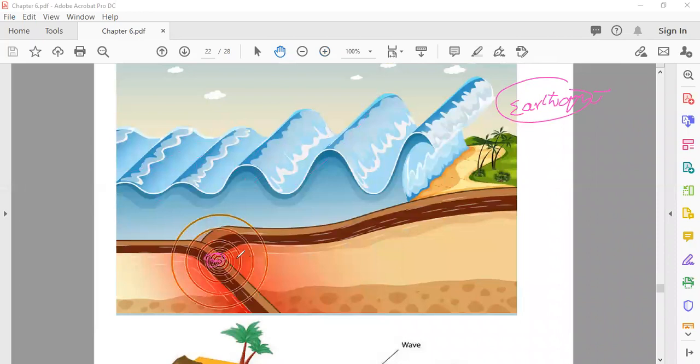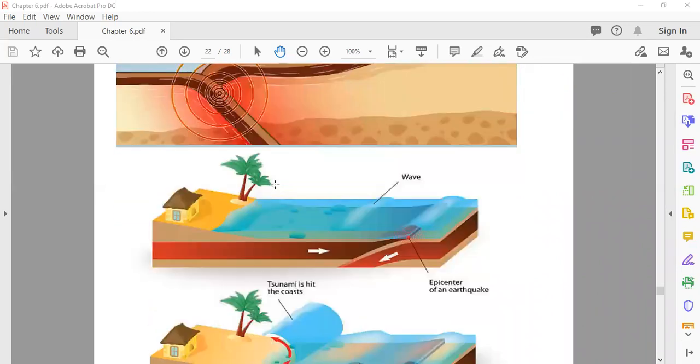A tsunami is an earthquake under the water, and when there is an earthquake under the water, this water moves very high. And when it moves very high, it comes out of the sea like a flood, and all the nearby coastal areas go under the water. So that's known as a tsunami.